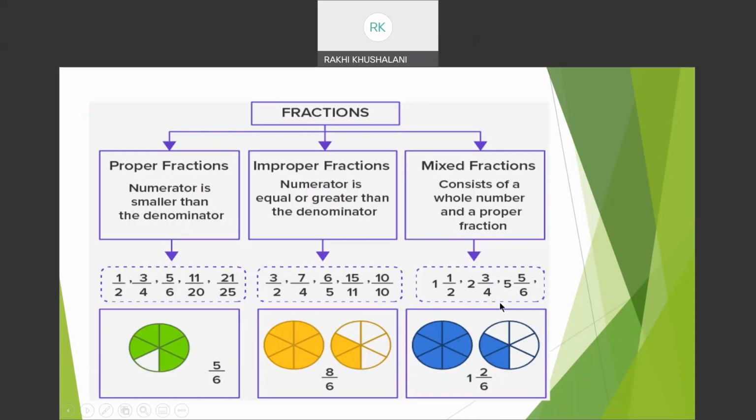The type of fractions that we have seen till now is the proper fraction, where the numerator is smaller than the denominator. We can see lots of examples here: 1 by 2, 3 by 4, 5 by 6, 11 by 20, 21 by 25, in which 1 by 2 is also a unit fraction, right? Improper fraction is when the numerator is equal or greater than the denominator.